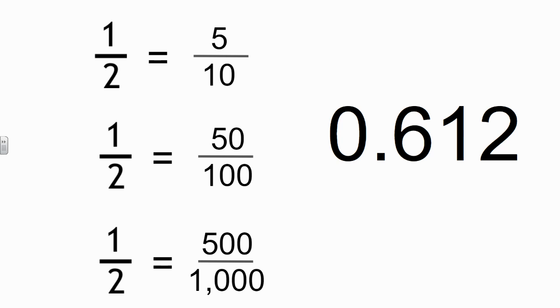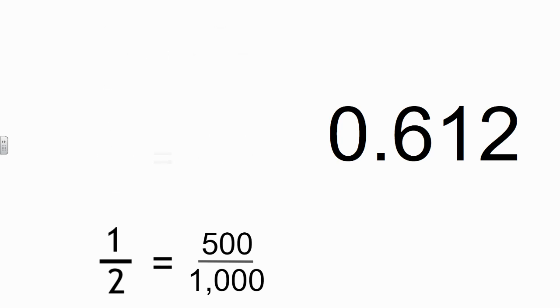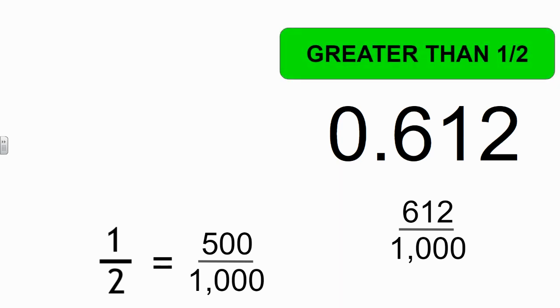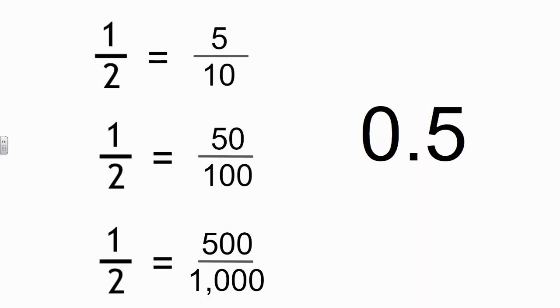612 thousandths. So this time I'm only going to think about the thousandths when it comes to half. I know that it takes 500 out of the 1,000 to be exactly half, to be equal to half. But I have 612 thousandths, which means I have greater than the 500 it takes to make exactly half. All right, another one.